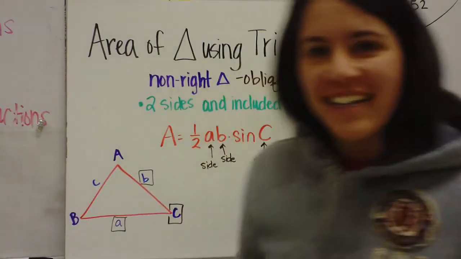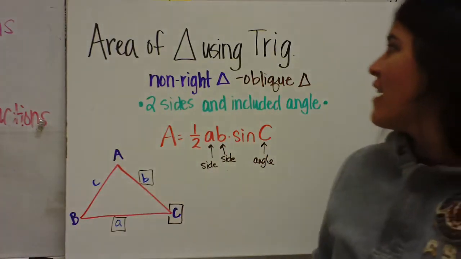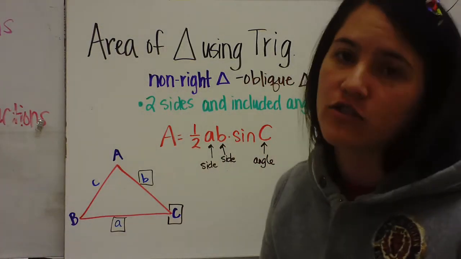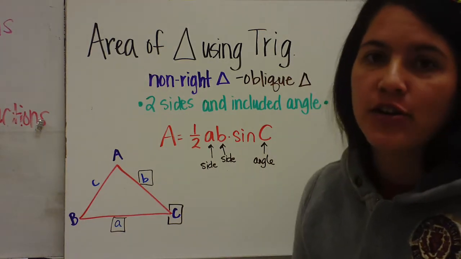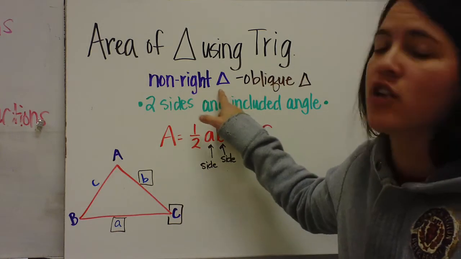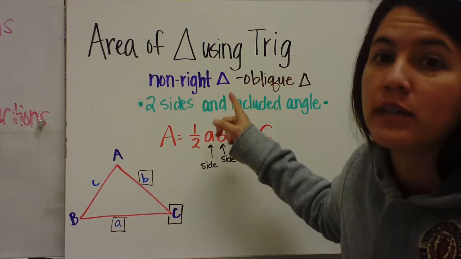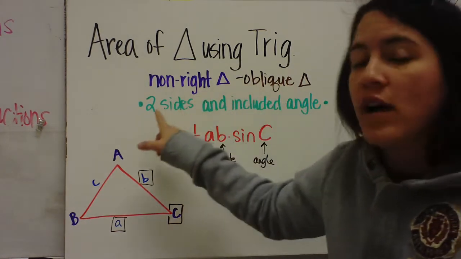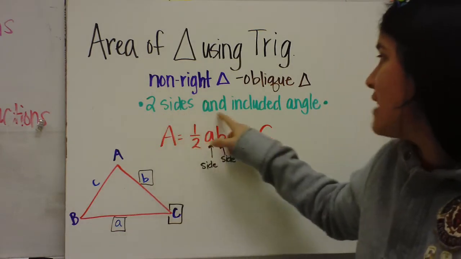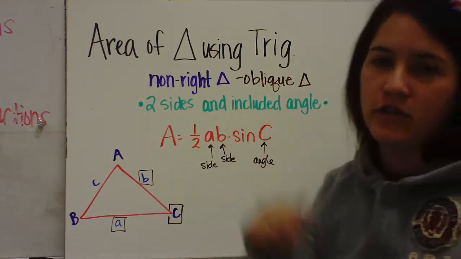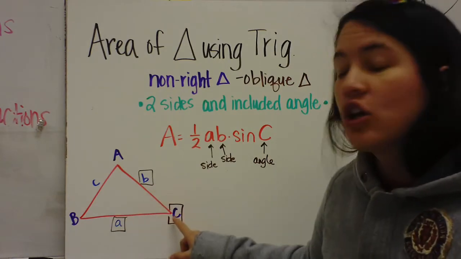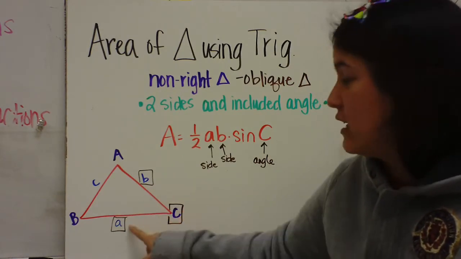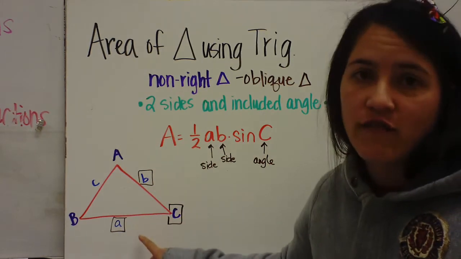Hey y'all. Today's lesson is finding the area of triangles using trig. So we are specifically talking about non-right triangles. These triangles are sometimes referred to as oblique triangles. And what you need is two sides and the included angle of those two sides. If you have two sides of a triangle, like a and b, and the included angle C, that's what you need, and you can find the area.